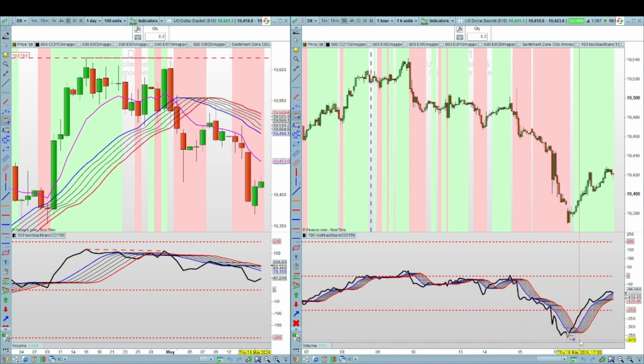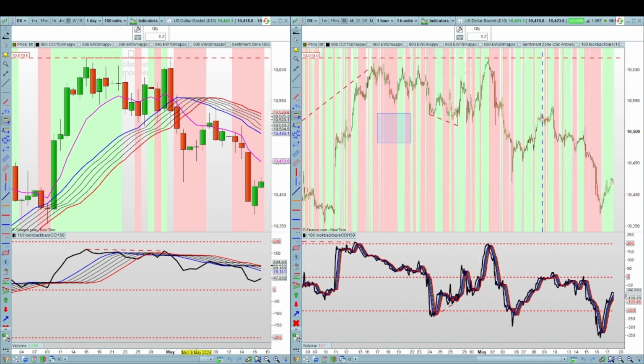So again, always trade with the trend, avoid trading against the trend on the higher time frame. So at the moment, the US dollar is still declining. Again, you saw that on the monthly, weekly and daily trends.